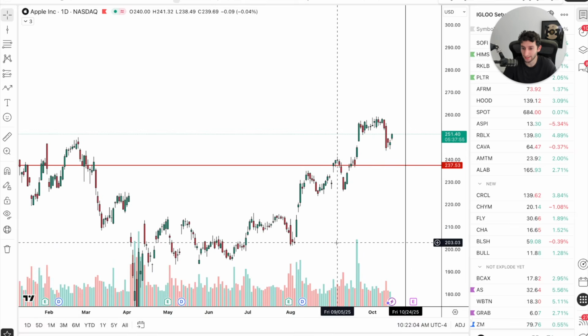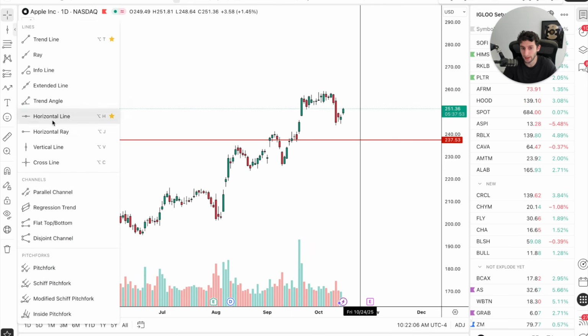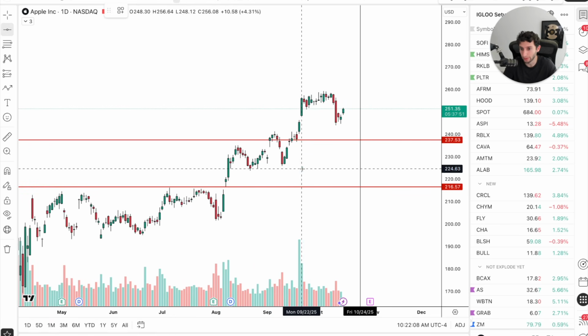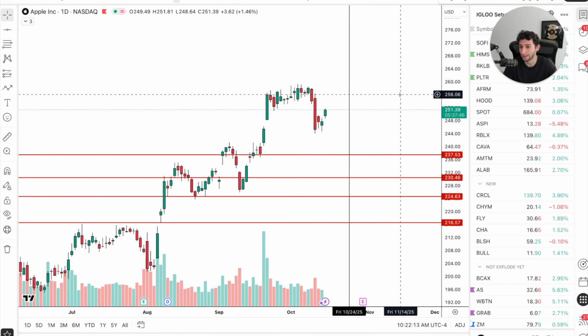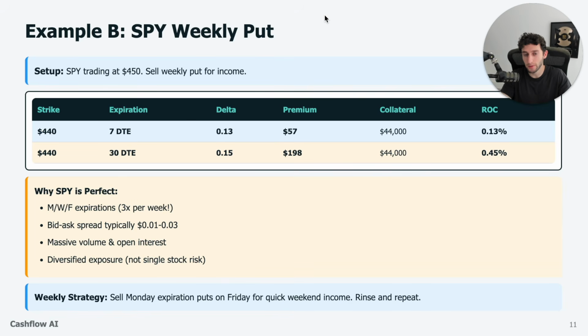And as long as the stock keeps trending up, I can keep doing this every single week, keep leveling these up and selling these puts every single week. And that's how I'm able to make these gains. And so you can do this on multiple time frames.